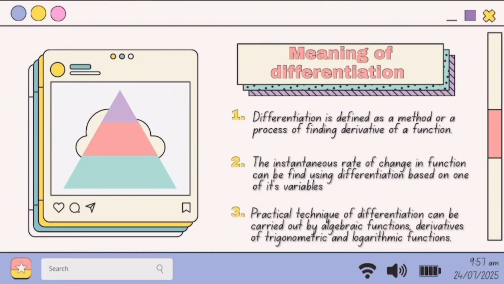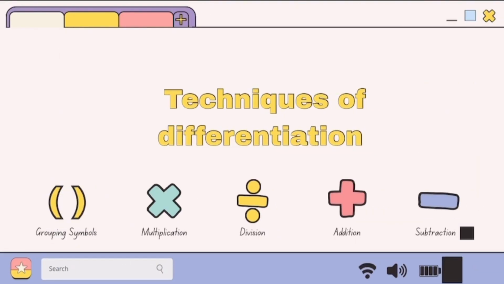Differentiation is basically the process of finding the derivative of a function. Through differentiation, we can determine the instantaneous rate of change of a function with respect to one of its variables. In math, we apply differentiation using several techniques, including algebraic rules and derivatives of trigonometric and logarithmic functions. Firstly, there are 4 techniques of differentiation.